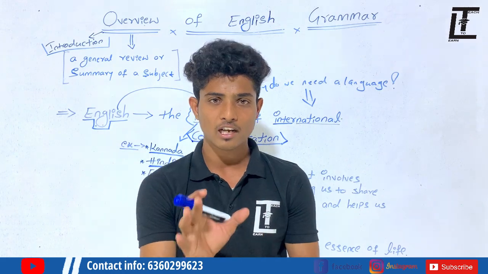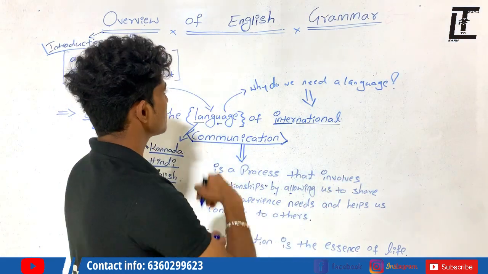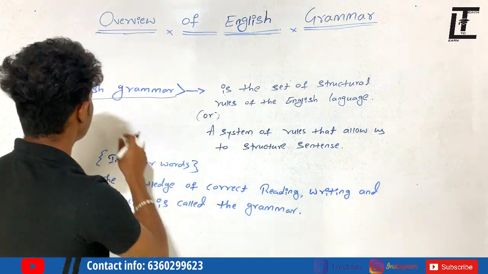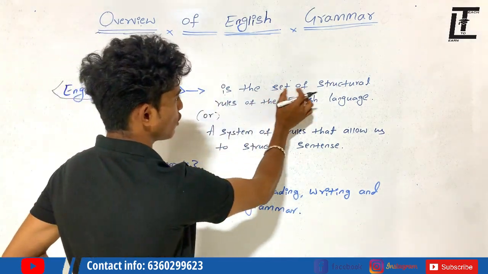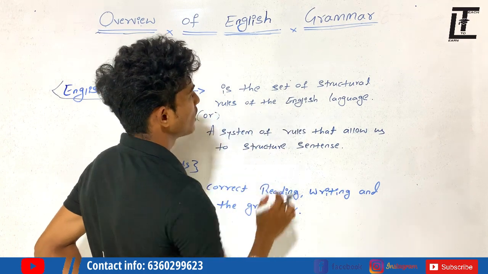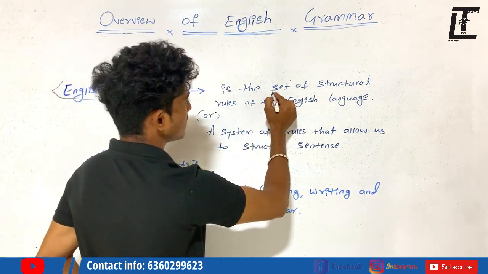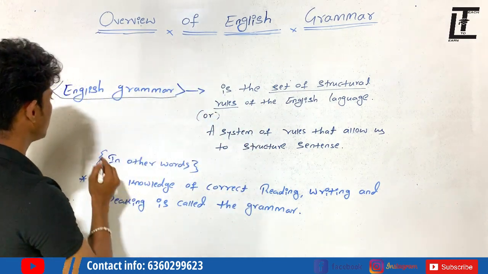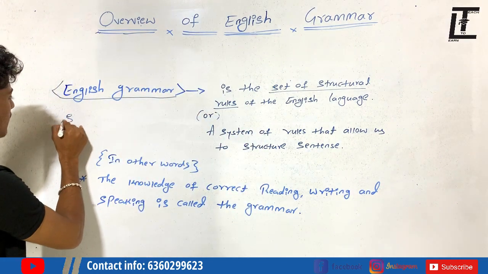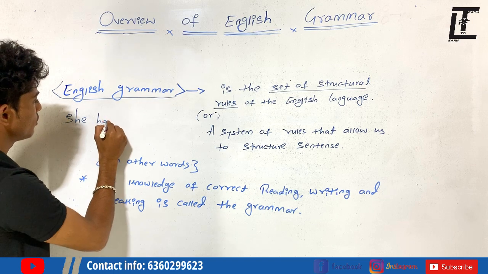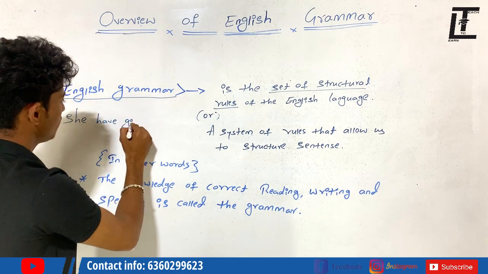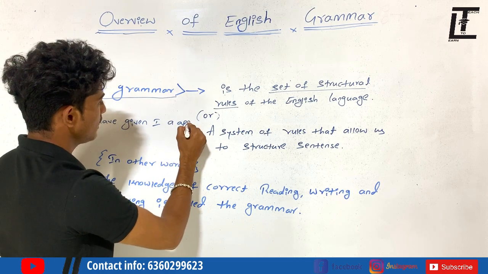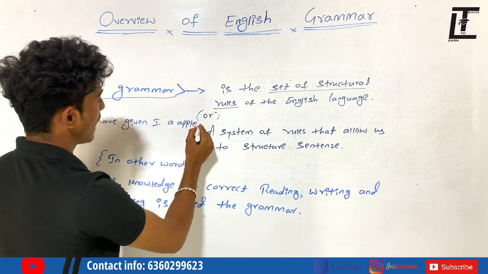So now I'm going to tell you overall what this English grammar is. Okay, let's discuss the definition of English grammar. It is the set of structural rules of the English language. See here, it is a set of structural rules. For example, I'm gonna take: She have given I a apple.